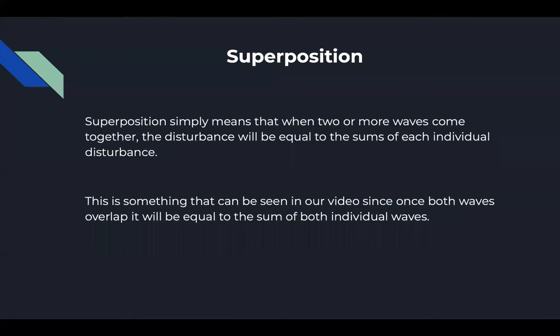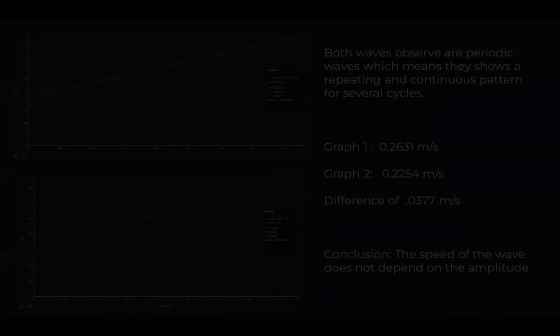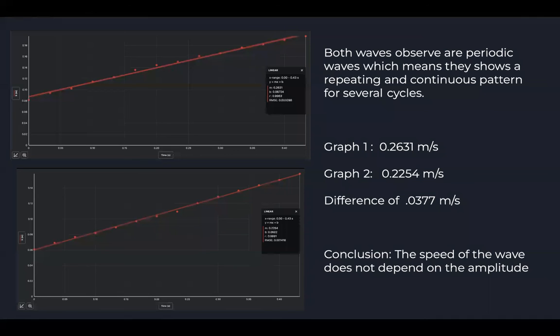Now, our second wave is an example of superposition. Superposition simply means that when two or more waves come together, the disturbance will be equal to the sum of each individual disturbance. This is something that can be seen in our video, since once both waves overlap, it will be equal to the sum of both individual waves. Both waves observed are periodic waves, which means they show a repeating and continuous pattern for several cycles.